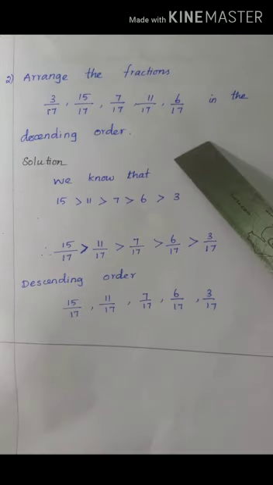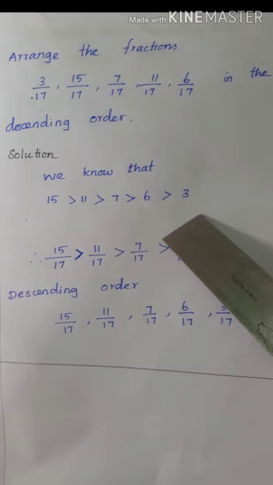Example 2. Arrange the fractions 3 by 17, 15 by 17, 7 by 17, 11 by 17 and 6 by 17 in the descending order. Solution. Here we have to arrange the fractions in the descending order. That means we have to arrange the fractions from bigger to smaller. Here also the denominators are same because they are like fractions. You have to look at the numerator alone and arrange the numbers in the descending order.